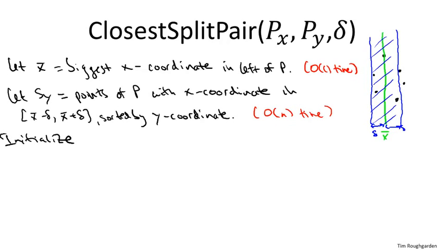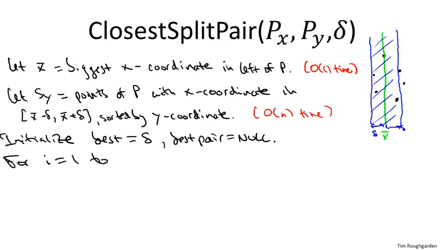So let me introduce some variables to keep track of the best candidate we've seen so far. There's going to be a variable best, which will initialize to be delta. Remember, we're uninterested in split pairs unless they have distance strictly less than delta. And then we're going to keep track of the points themselves, so we'll initialize the best pair to be null. Now here's the linear scan. We go through the points of Sy in order of y-coordinate. Okay, well, not quite all the points of Sy. We stop at the 8th to last point, and you'll see why in a second.